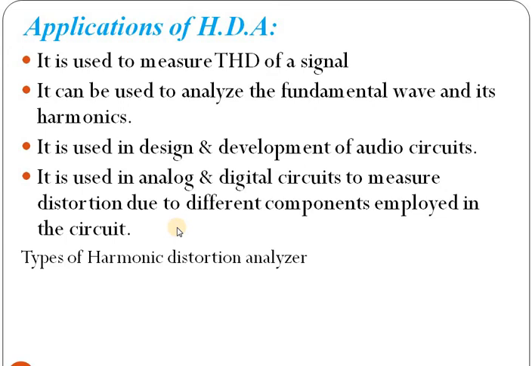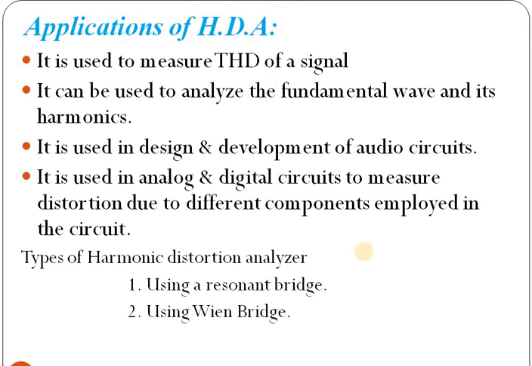Now we consider the types of harmonic distortion analyzer. There are three types. The first one is using a resonant bridge, the second one is using a Wien bridge, and the third one is the Bridged-T network. We will discuss each of these in the succeeding slides.